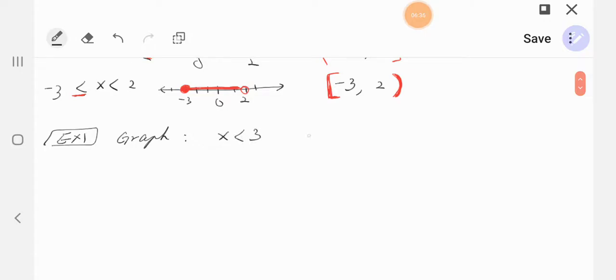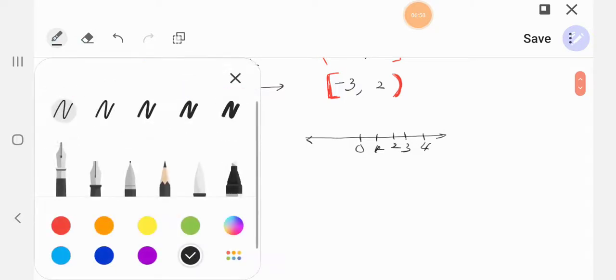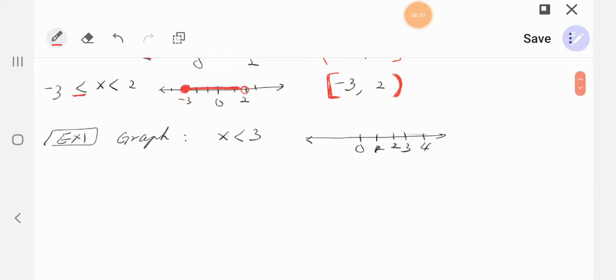So the graph is what? Draw a horizontal line. Here is 0, 1, 2, 3, 4, and so on. So x is less than 3. That means here's number 3. 3 is not included, so draw an open circle. Less than 3 means left of this number. Always the numbers left of this 3 mean less than, right? So this is the graph.